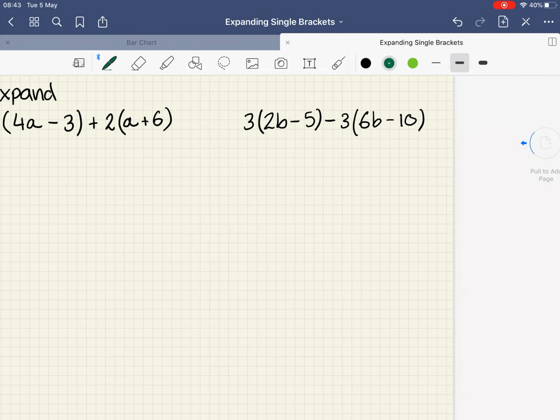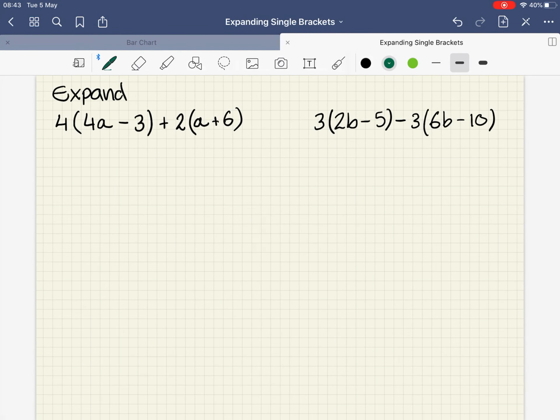Okay, last little set, I believe. Yep. And so this one, we've got a bit more stuff going on. So let's just work through this slowly but surely. So I've got 4 times 4a. Well, 4 times 4 is 16, so 4 times 4a is going to be 16a. I've got 4 times minus 3. So I've got positive times negative, so that's going to make a negative. And then 4 times 3 is 12.